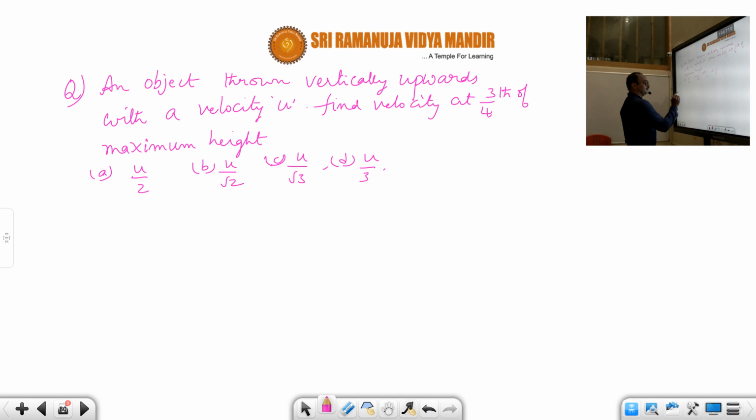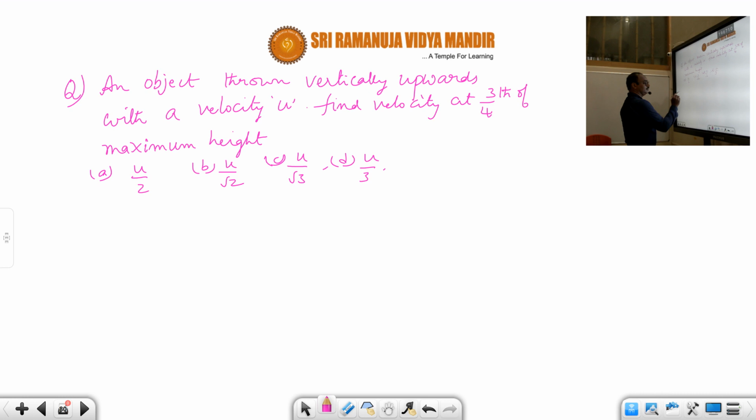First try to take the diagram. Whenever you are doing the problems, first draw the diagram. From the diagram you can visualize the formula also. An object is thrown vertically upwards with velocity u. This is the ground, and the object is thrown vertically upwards with a velocity u at the point of projection. Find the velocity at 3/4 of the maximum height. So till here it has travelled. This equals the maximum height, capital H.